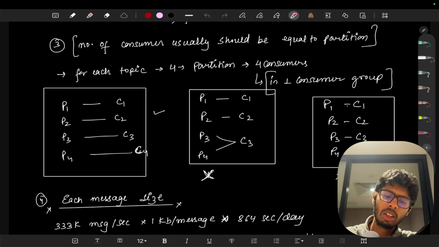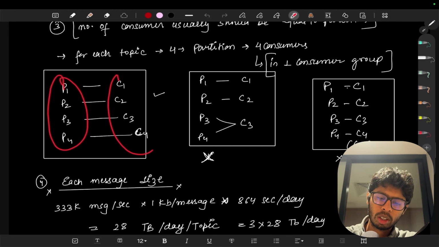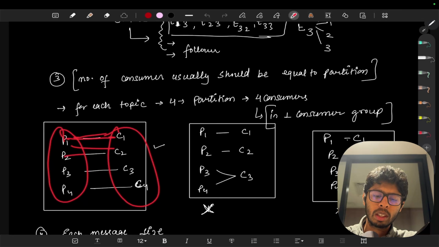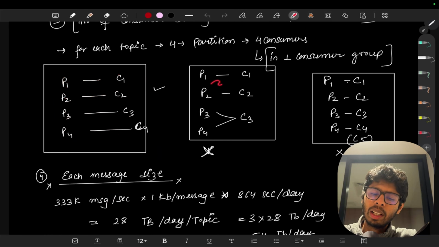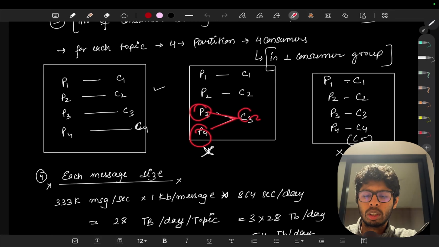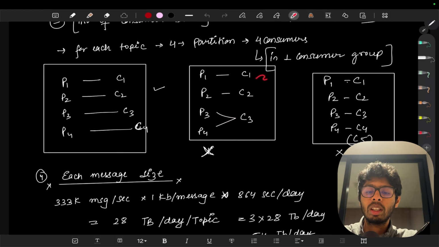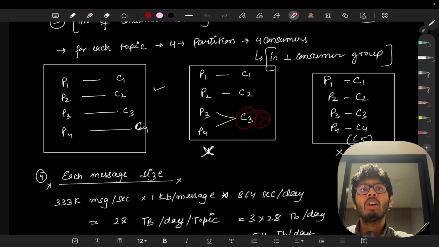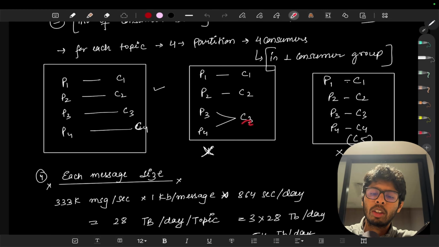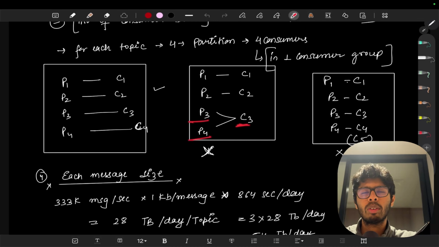Let's say we have 4 partitions of one topic and 4 consumers: everything is mapped one to one. Partition 1 is served by consumer 1, partition 2 by consumer 2, partition 3 by consumer 3, and partition 4 by consumer 4. But if we have 3 consumers and 4 partitions, what happens? P3 and P4 requests go to consumer 3. Consumer 3 will have to serve more requests than consumer 1 and consumer 2, and as the load increases, consumer 3 can go down because a lot of requests come to it, since both partition 3 and partition 4 requests are served by consumer 3.